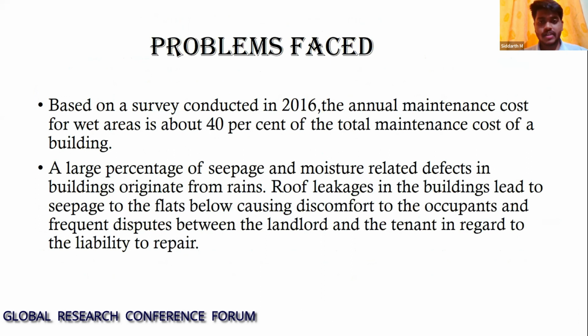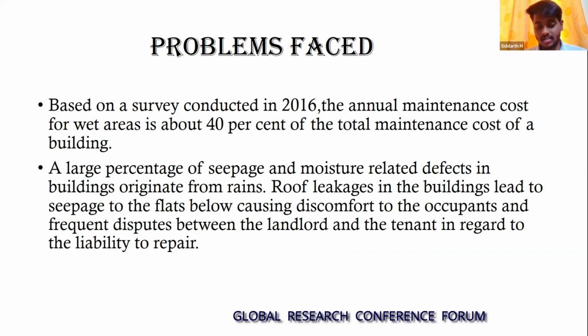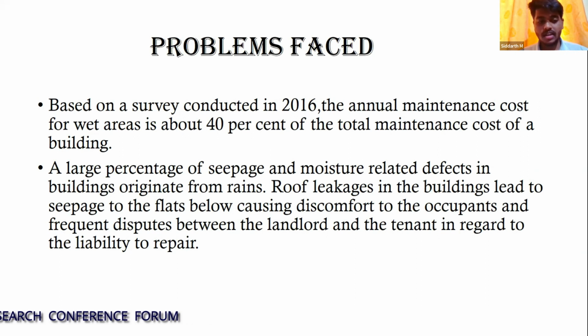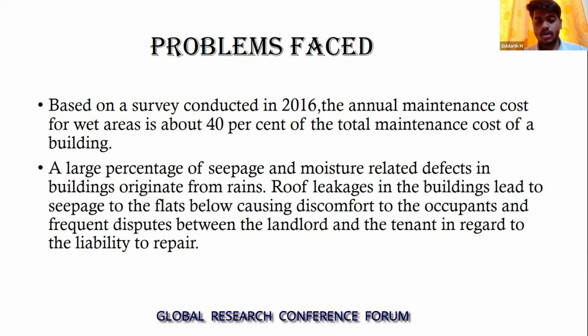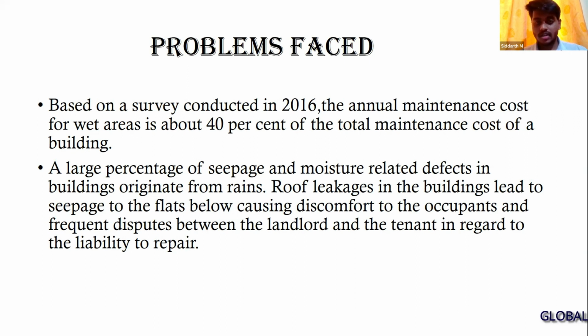Problems faced in leakage, based on the survey conducted in 2016: the annual maintenance cost of wet areas is about 40% of the total maintenance cost of the building. This signifies the seriousness of the problem, which is leakage. A large percentage of seepage and moisture related defects originate from rains. Roof leakages in buildings lead to seepage to the flats below, causing discomfort to the occupants. Frequent disputes between the landlords and tenants in regard to the liability to repair.